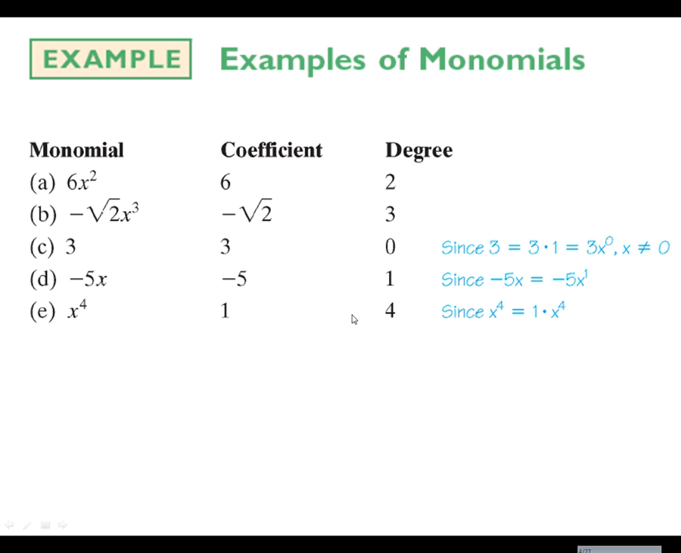So we have a couple examples here. 6x squared, coefficient 6, degree is 2. Even if we get into more complicated things like square roots, the thing in front of the x, the negative root 2, is still the coefficient, and the 3 is the degree.